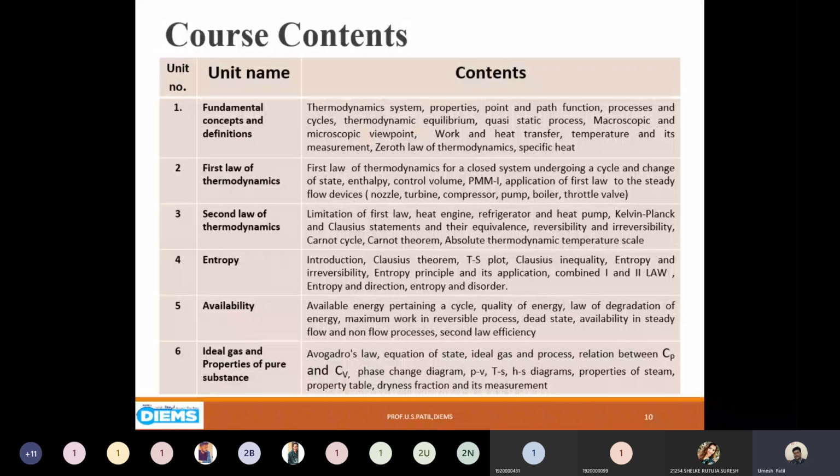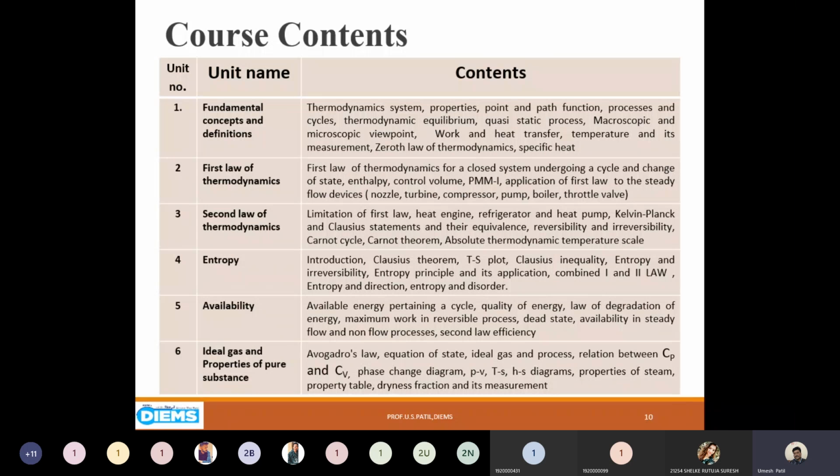As I told you previously, if you want to make a career in any application area of thermodynamics, you should always remember and understand all these fundamental concepts and definitions. So in the first unit, we are going to learn the thermodynamic system, properties, point function, path function, processes and cycle, work and heat transfer, temperature and its measurement, what temperature is and how it is measured using different devices, then the zeroth law of thermodynamics, and lastly specific heat.